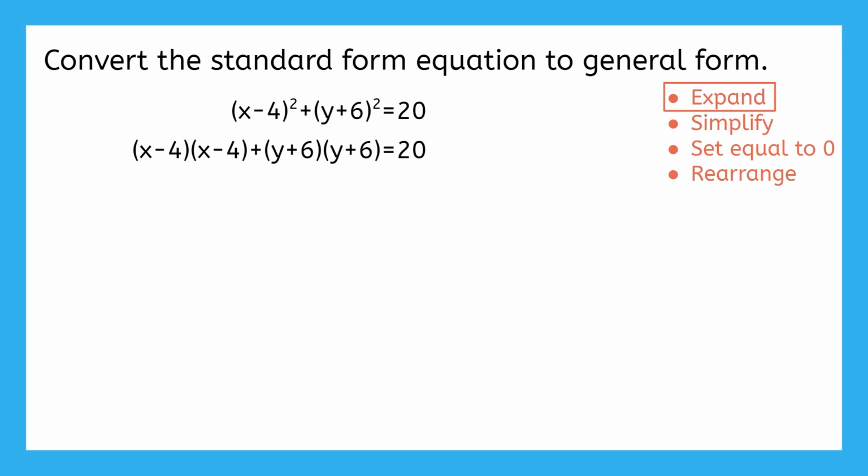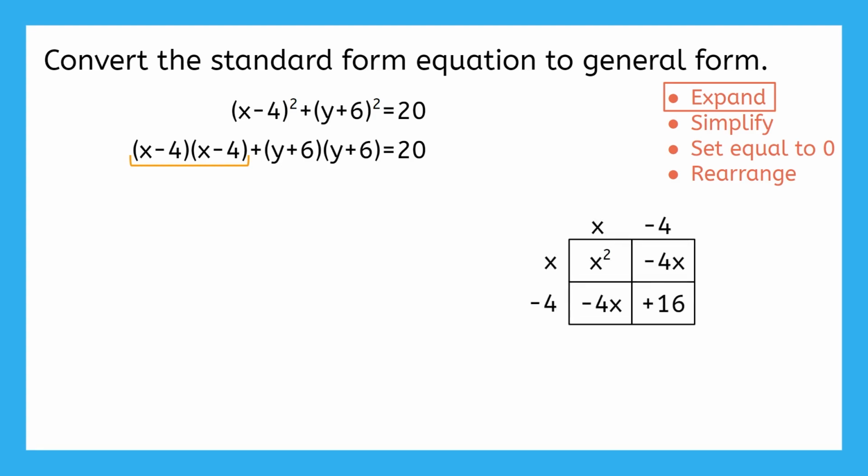We can continue expanding by multiplying each pair of these binomials. Pause the video now to multiply x minus 4 times x minus 4 and y plus 6 times y plus 6. Your multiplication of x minus 4 times x minus 4 should look like this. I've chosen to use a visual or area method to multiply, but if you prefer a method like FOIL, that is okay too. You should still get these same 4 terms. Now I'm going to substitute all 4 of these terms for x minus 4 times x minus 4 back into my equation, and worry about combining my like terms in a moment.